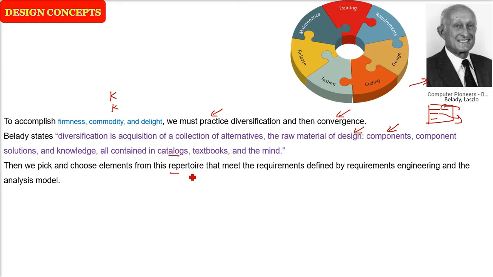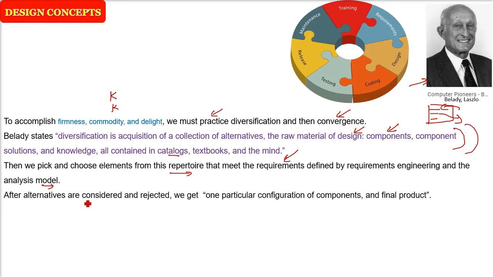We pick and choose the elements because what we choose has to meet the requirements. Previously you have done the requirement engineering and the analysis model. So whatever you choose here has to have some link, or backlink, to the requirement models, the requirement engineering. That is how we pick and choose from all that we have. This is diversification and convergence, in order to accomplish firmness, commodity and delight.